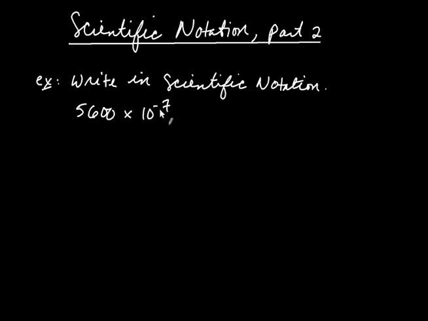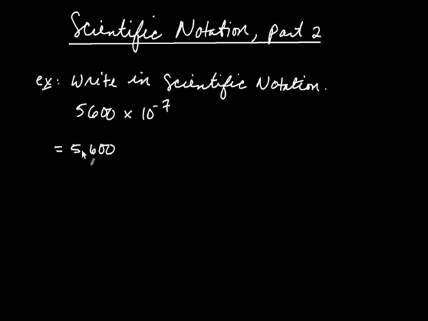So of course 10 to the something's okay, but we have to write this as a number between 1 and 10 multiplied by 10 to the something, okay? So for example, 5,600, if I take the decimal, which is right there, and I move it over here, I get 5.600, right? Now, of course, these are not the same.